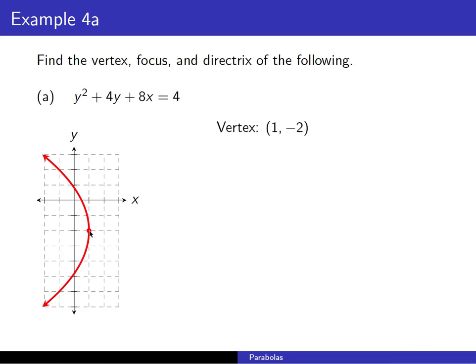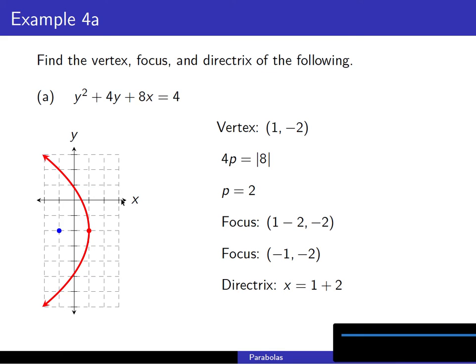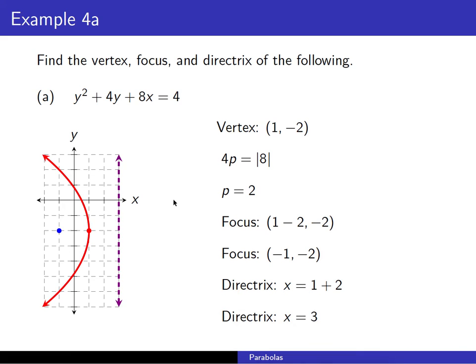So (1, -2). 4 times p is going to equal the absolute value of 8, what's in front of the x. And then we're going to have p equals 2. So our focus point is at 1 minus 2, comma negative 2. So it's 2 spaces to the left. Our directrix line is going to be 2 spaces to the right. So our focus point is at (-1, -2), and our directrix line is going to be x equals 1 plus 2, which is x equals 3.